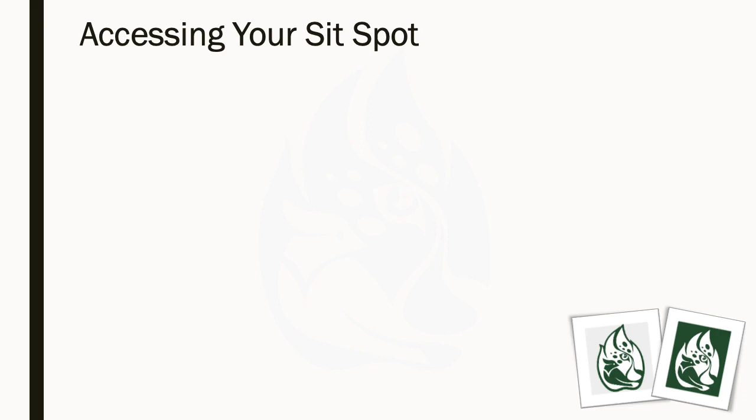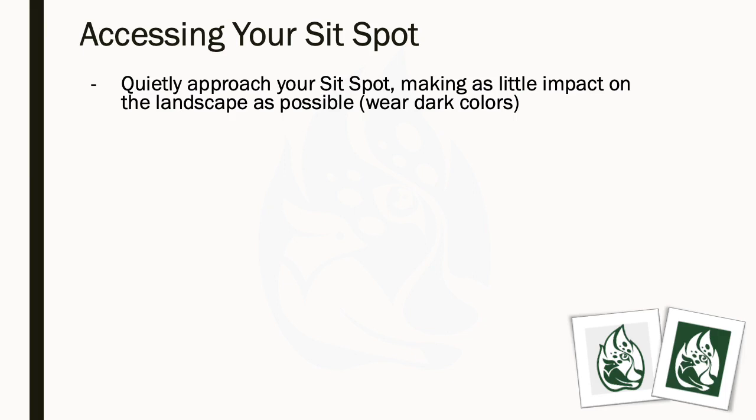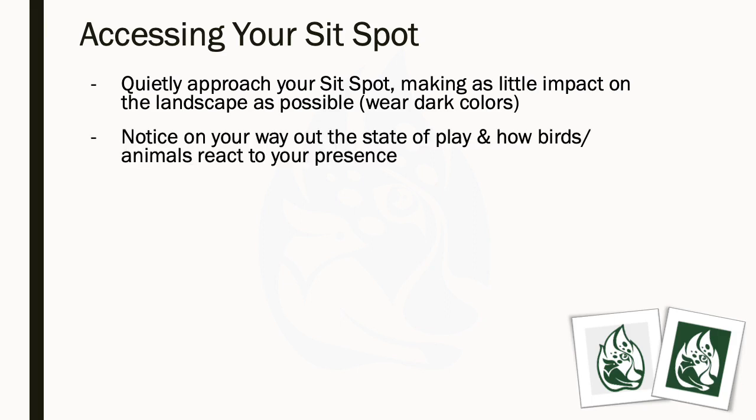Okay, let's talk now about how you go to access your sit spot. You want to quietly approach it, making as little impact when you go across the land as possible. I mentioned wearing darker colors, and again, we just don't want to alert other creatures to our presence unnecessarily, because that feeds into that whole thing about having our zone of awareness bigger than our zone of disturbance. And on your way out there, you want to notice the state of play. You want to see how animals are behaving, just in general, and also to your presence as you're moving through the area.